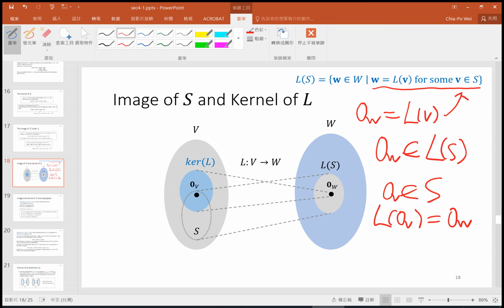By the two observations, we know 0W equals L of 0V, where 0V is in the subspace S. Therefore, 0W satisfies the requirement in the definition of image of S. So 0W is always in the image of S.